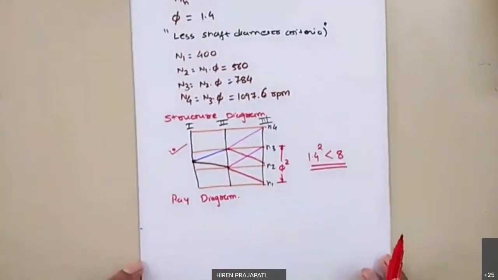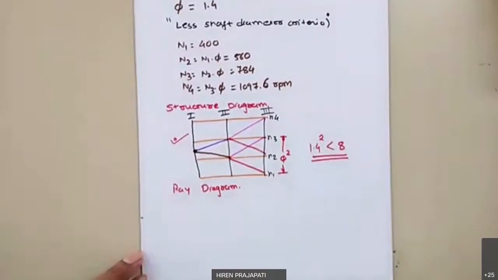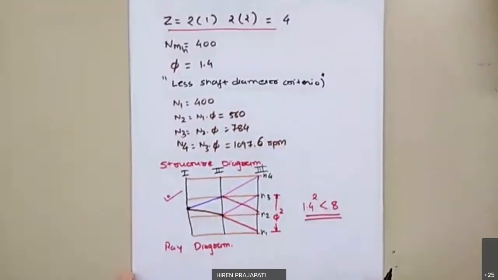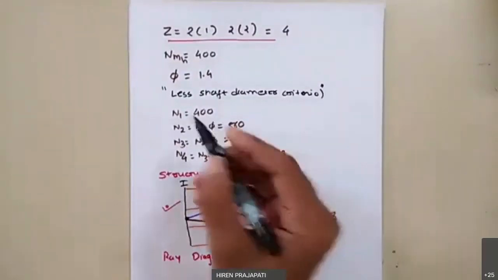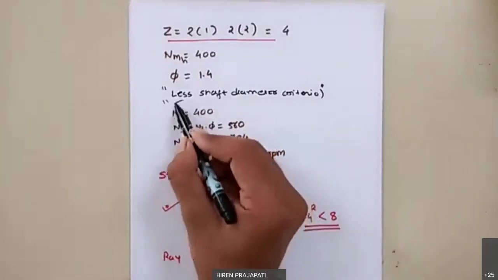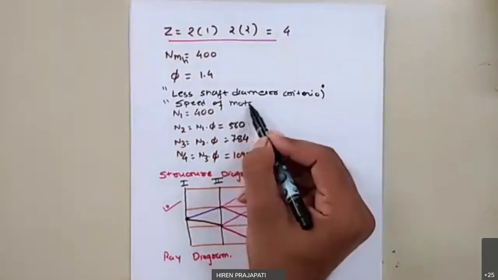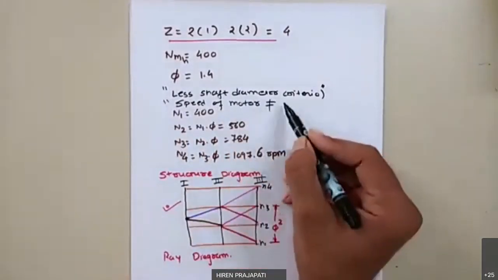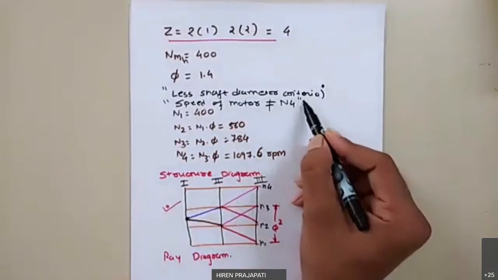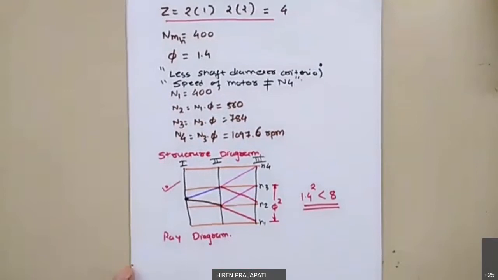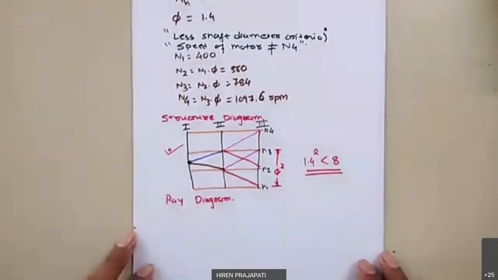So now we are drawing the ray diagram. Let me mention one another condition: the speed of motor is not equal to N4. This is the condition, my assumption. So with this assumption, we are now starting the ray diagram.